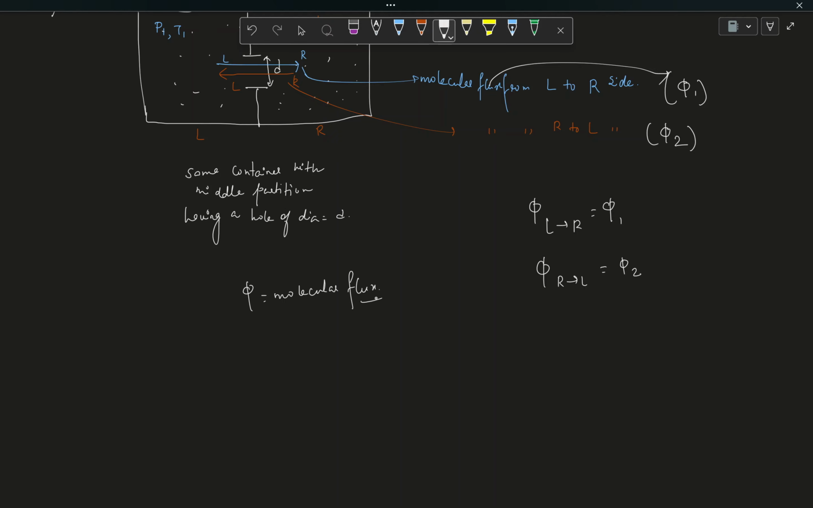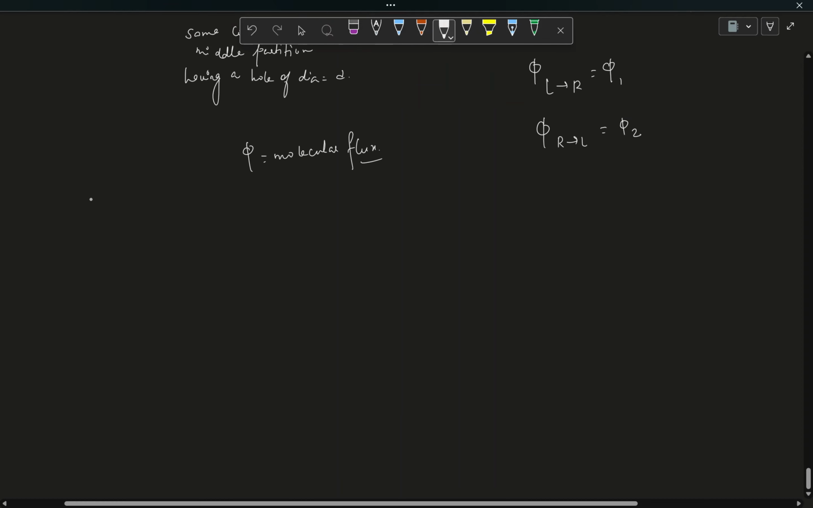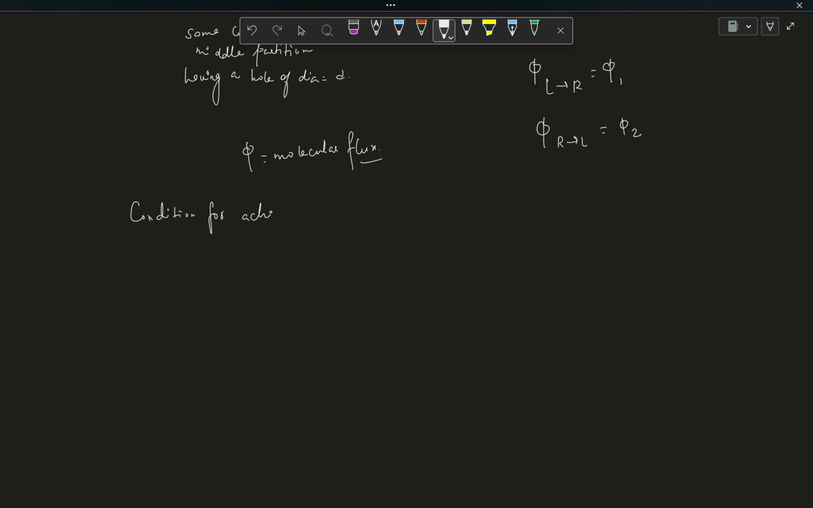Right. So then your equilibrium condition is given, that the condition for achieving equilibrium is that the molecular flux flow from both sides should be equal, phi 1 equal to phi 2. Okay, so for this condition to be achieved you have to know the formula for molecular flux, that is all.